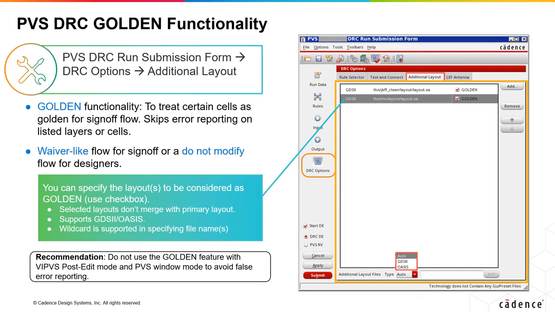The use models for golden functionality can be named as a waiver-like flow for sign-off, or a do not modify flow for designers. Users may also enable golden flow from command line with rules layout_path and with the _match_golden option. When PVS detects this, it reads the golden layout but does not merge it with the primary layout. In specific PDKs, the golden feature can be used to verify manufacturing structures and make sure that no custom shapes exist in these areas.